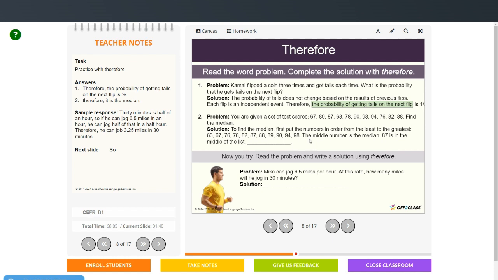The middle number is the median. 87 is in the middle of the list. Therefore, the median is 87.